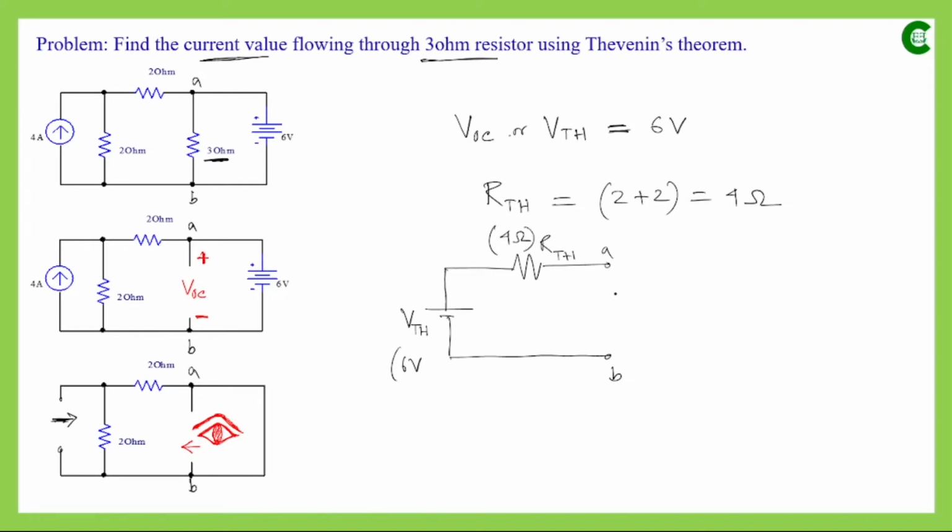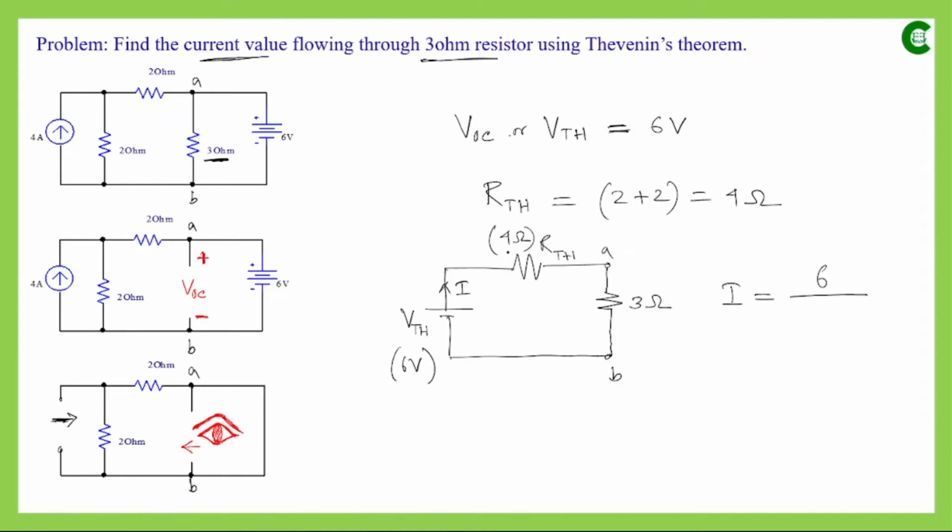Now we will reconnect the load resistor that we had in the original circuit and removed in step 1. Through that we want to find the current, and this value was 3 ohm. So simply the current that this voltage source VTH will supply will be the same current flowing through this 3 ohm resistor, and that value is I equals VTH, which is 6 volt, divided by these two connected in series. In the final equivalent circuit of Thevenin, by applying Thevenin's theorem, these three components will always be connected in series.